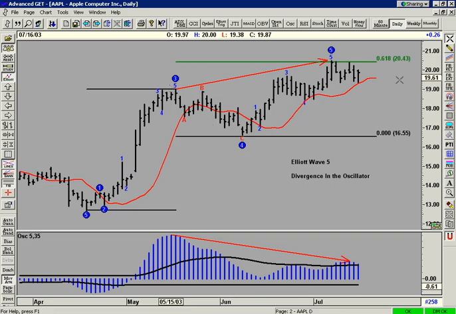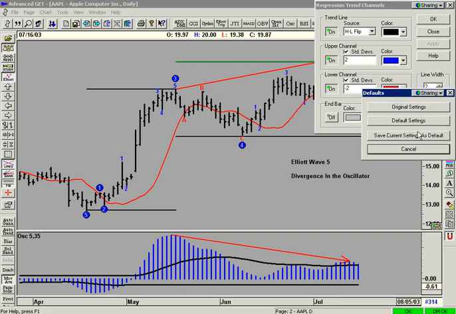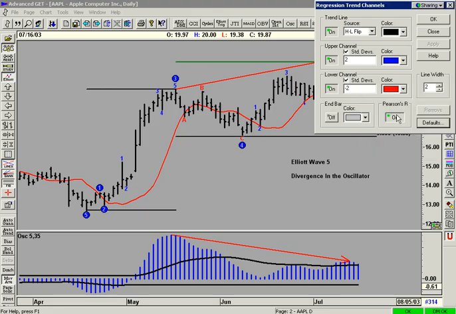Okay, go up here to your regression trend channel button if you don't see the Pearson's R there, and right-click on the regression trend channels button. In the bottom, you'll see the selection for Pearson's R. Go ahead and turn that to the on position, and then go down to the defaults button just to the right of that and select Save Current Settings as Default. And that'll set it to always draw the Pearson's R value for you.